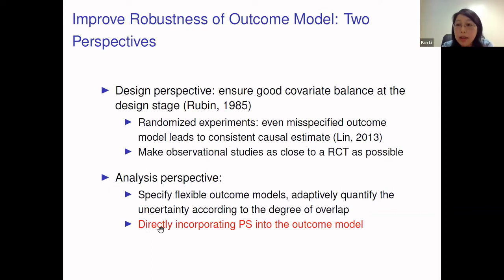And another idea is, how about directly incorporating the propensity score or the assignment mechanism into the outcome model? So that's another approach. This is a good time for questions. I see questions. Do you want me to read them out?